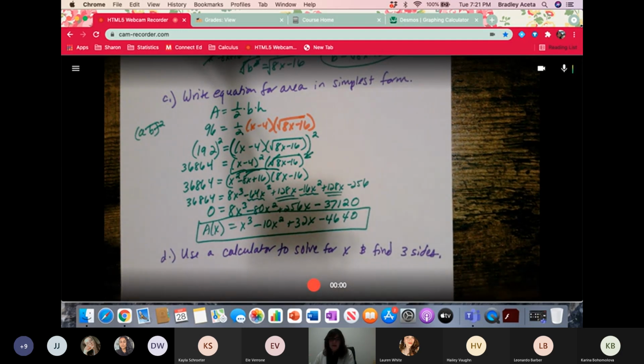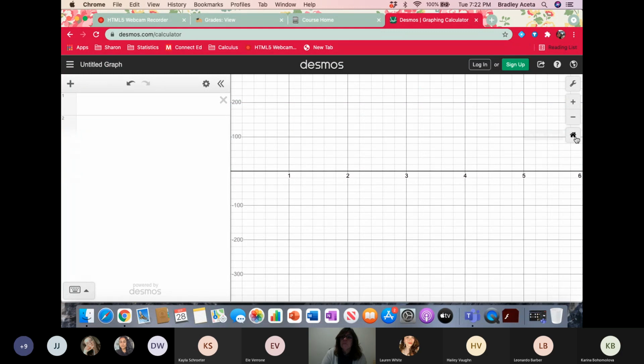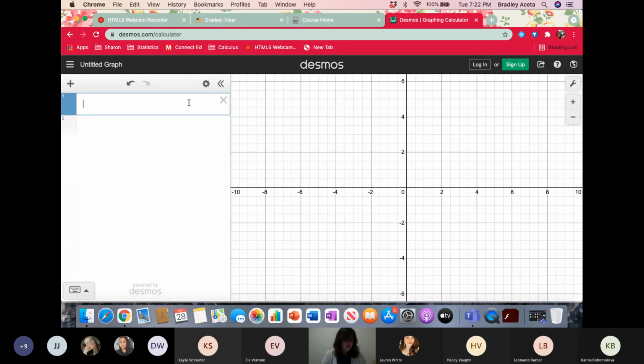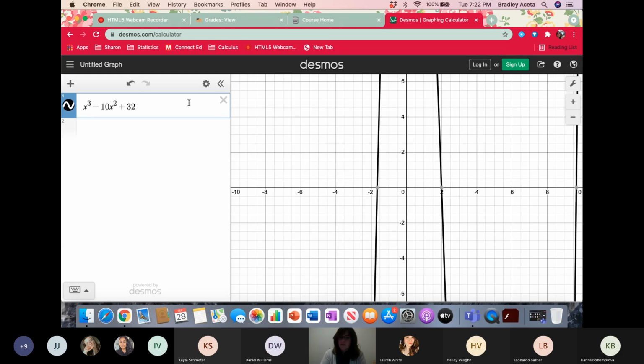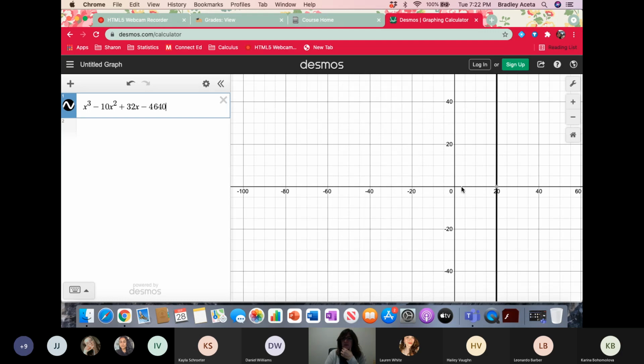From here on out, once you get that equation, it's just typing it into your calculator. I'm going to type it into good old buddy over here. Let's hit the home screen to make sure we go back. So let's see, x cubed minus 10x squared plus 32x minus 4640. And you can see I'm way out of it, so I've got to zoom out.